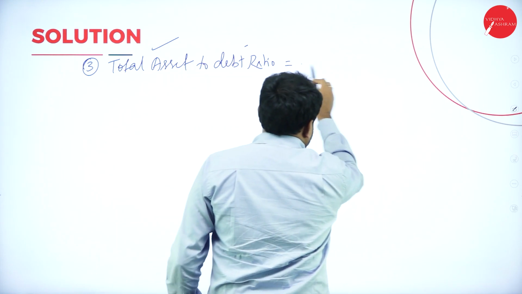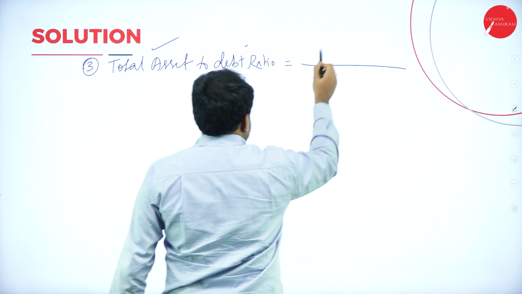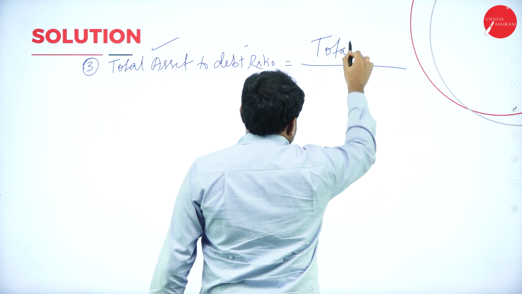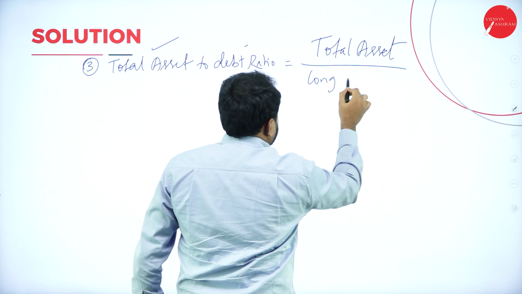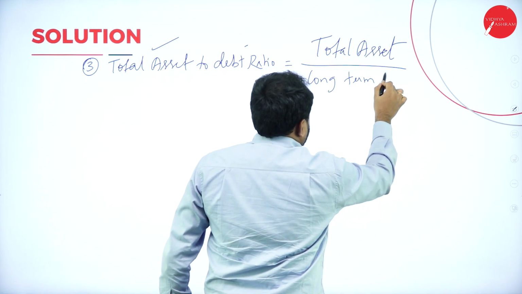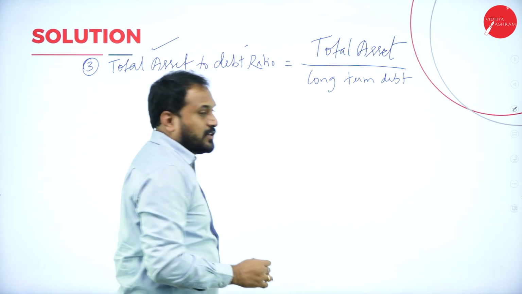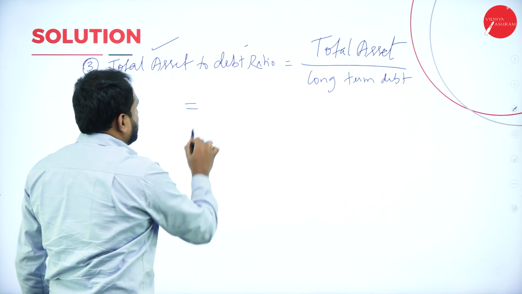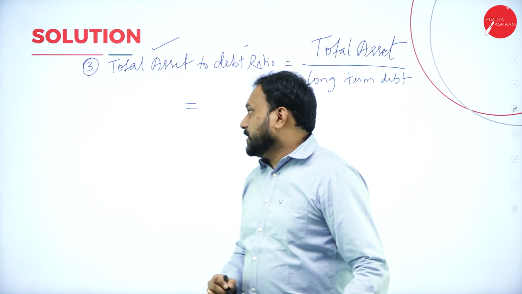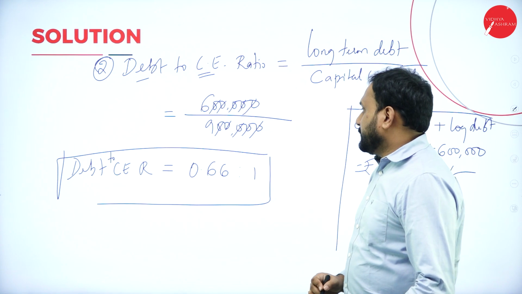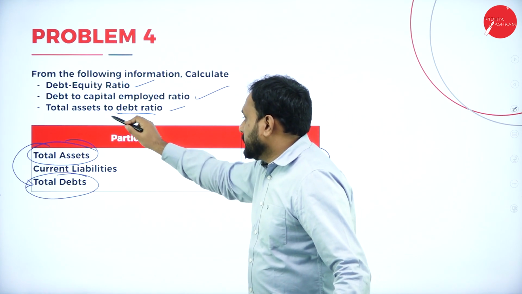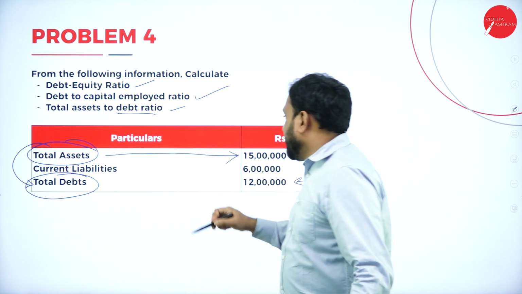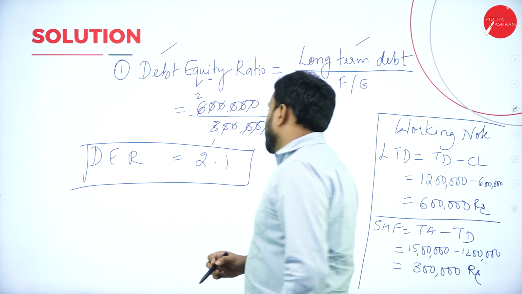So let's go with the formula here. Total asset, again, numerator, denominator. Total asset means here numerator, total asset, long-term debt. So what is our total asset here? Just go with the question here. The question says total asset. Where exactly do you get total asset? Total asset is how much? 15 lakh. So we'll go with 15 lakh here.